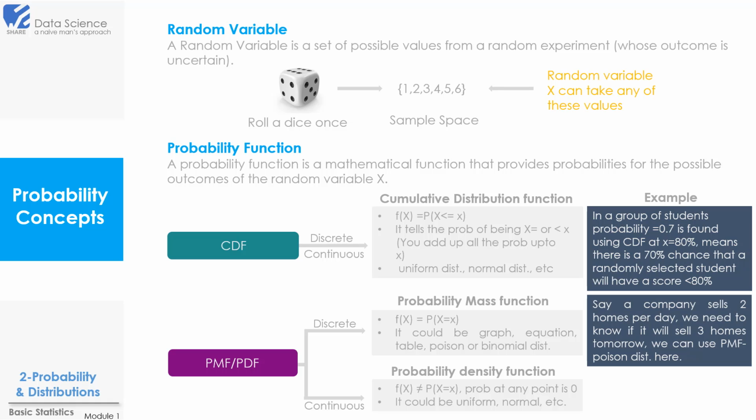Now an example of PMF would be, let's say a company sells 2 homes per day and we need to find the probability of whether it will sell 3 homes tomorrow. So here we can use PMF because we want to find the probability of the random variable capital X being exactly equal to a certain value of small x, that in our case is 3 homes. And lastly for PDF, we use it in several places, and we'll see this in our course throughout. It is used for any continuous variable that follows a normal distribution, such as human IQ data, etc. So that was a quick brief about the probability concepts that we need to know right now.